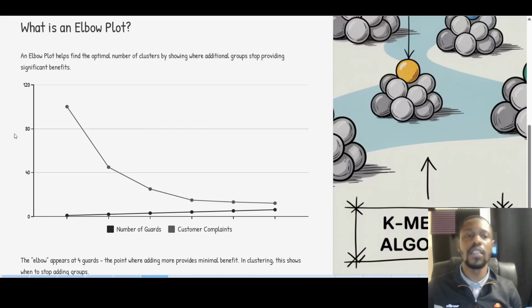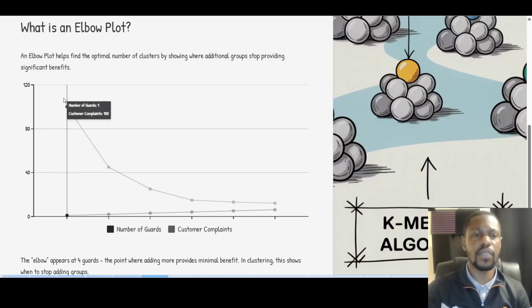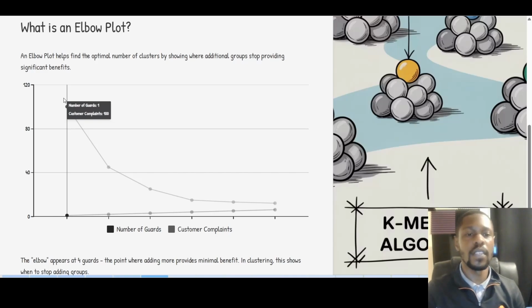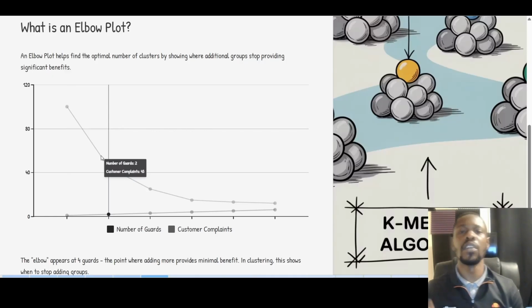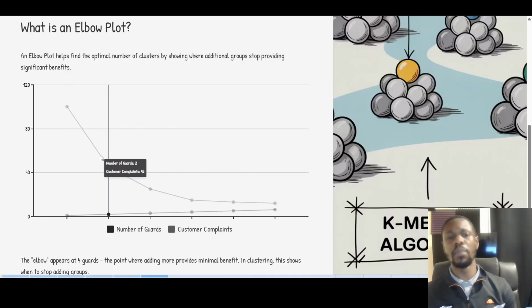And so the elbow plot is essentially a method to show where having more security guards is no longer providing enough of a benefit for us to employ someone else. So I'll give you an example. If you have one security guard, and let's say we have 100 incidents, 100 customer complaints, then of course we need to hire some more security guards. So we compare that with having 2 security guards. We can see that the complaints have significantly gone down to 45 complaints from 100.